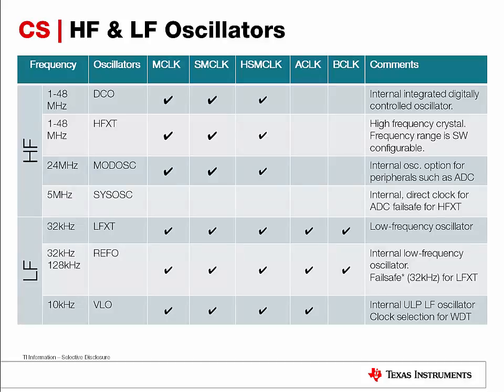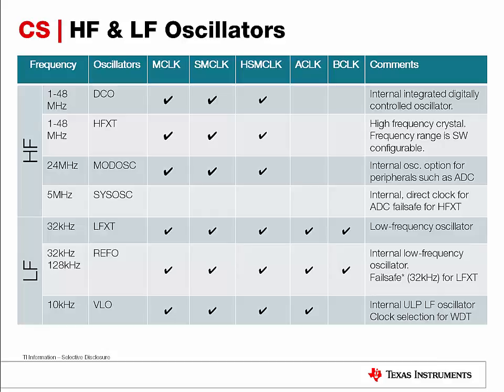Starting off with the high-frequency clock sources, we have the digitally controlled oscillator, or DCO. That is an internal and the most popular clock source that allows you to generate high frequencies anywhere from 1 to 48 MHz. You can also use a high-frequency external crystal to source a high-speed clock. Both the DCO and the high-frequency crystal can operate up to 48 MHz.